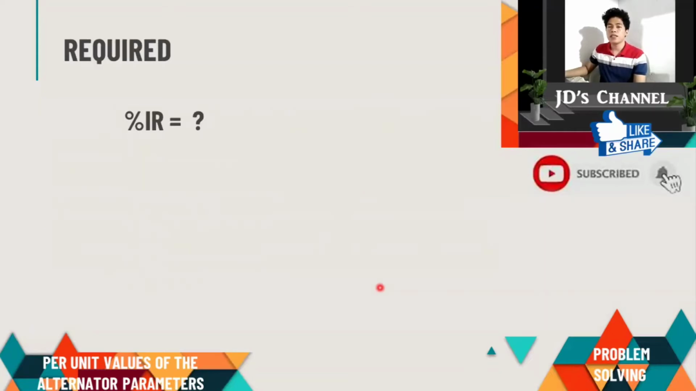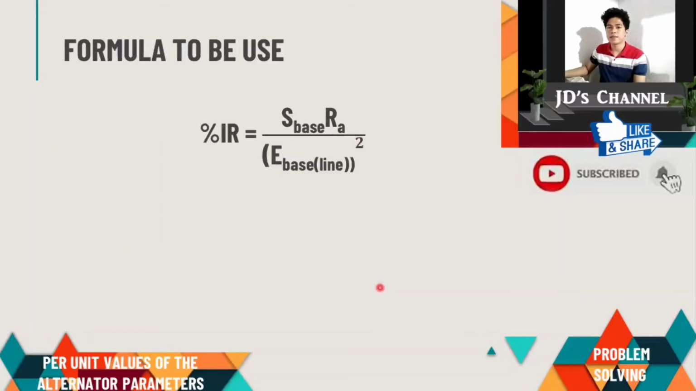For the required, class, we are asked to find the percent resistance. For the formula to be used, percent resistance is equal to S base multiplied by the RA, or the armature resistance per phase, over our E base quantity squared.